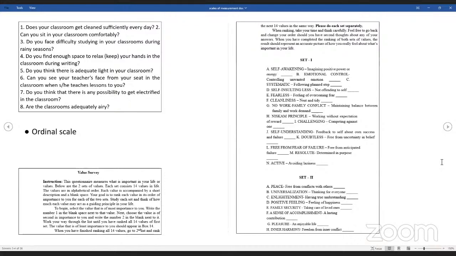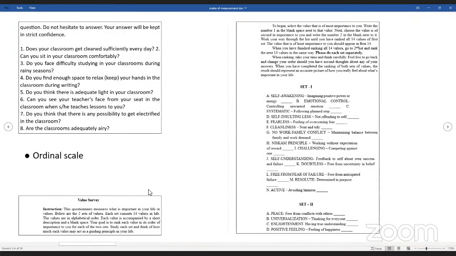Next one is the ordinal scale. So that is the value survey. The instructions are: this questionnaire measures what is important in your life, or values. Below are the two sets of values. Each set consists of 14 values in life. The values are in alphabetical order. Each value is accompanied by a short description and a blank space. Your goal is to rank each value in its order of importance to you for each of the two sets. Study each set and think of how much each value may act as a guiding principle in your life. To begin, select the value that is of most importance to you.